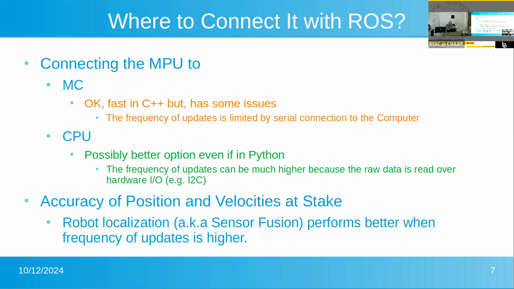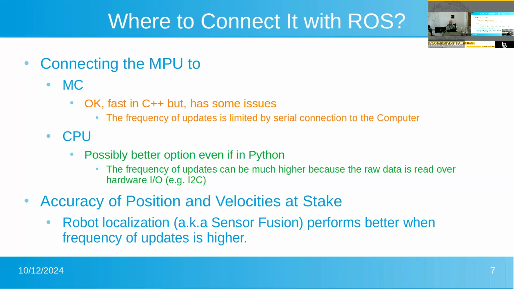So here's the next slide about that. So where do you connect it with ROS? There's the ROS, and it's ROS 2. So connecting the IMU to the MCU microcontroller, okay, it's fast and it's in C++, but has some issues. The frequency of updates is limited by the serial connection to the computer. Okay, and why is that important? We'll cover that in a minute.